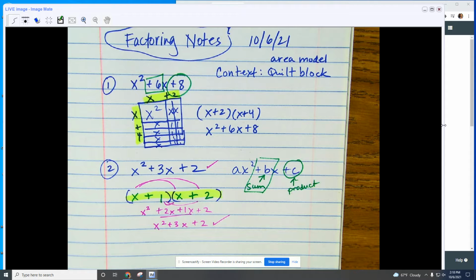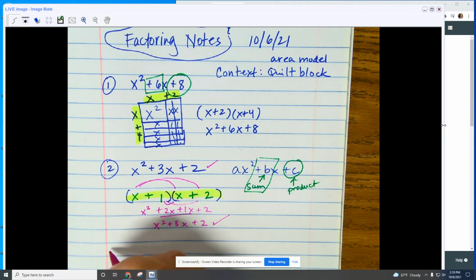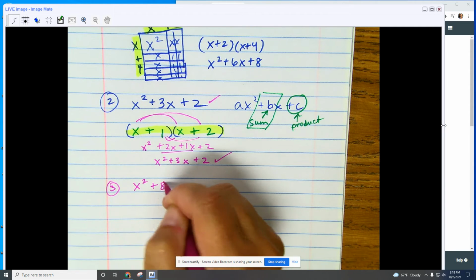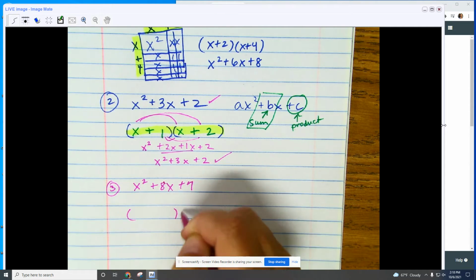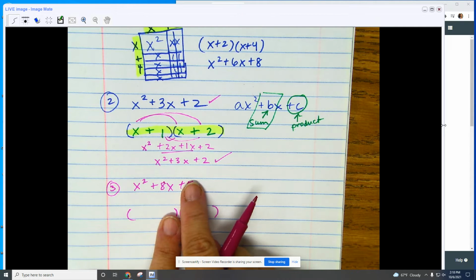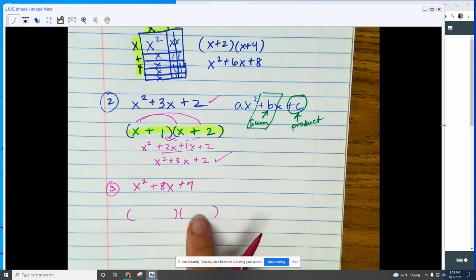Now I'm about to go through these way fast, and some people are going to get it today and some are not. Let's see who you are. Here comes the next one. X squared plus 8x plus 7. Ready, go. What times what equals 7 and adds up to 8? Ready, go. Don't say it out loud. Just try it yourself.